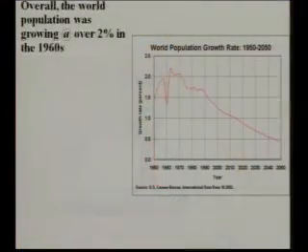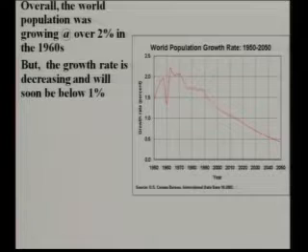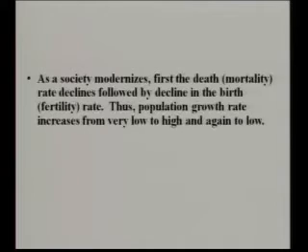Okay, these are some graphs which suggest that overall world population was growing at the rate of 2% in the 1960s, and it has declined since then to about 1% in the world overall. Why has this happened? Because as society modernizes, people become advanced, they get educated, and there's industrial growth.